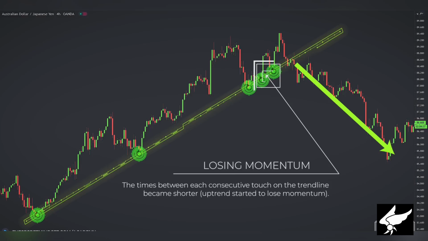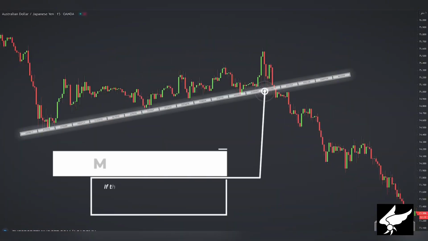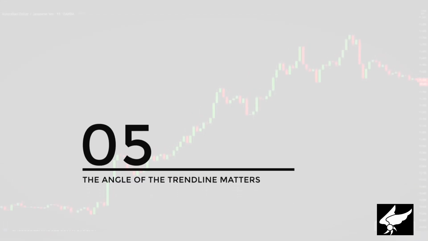Buyers weren't strong enough to defend the trend line as sellers kept pushing the price lower. So if the market repeatedly tests a trend line many times in a relatively short period, and the price cannot drift far from that trend line, then a breakout will likely happen. Most of the time, the market will break through the trend line and attempt to reverse the trend. Of course, this is not always accurate, but when I see this pattern, I'm inclined to trade a breakout rather than a continuation play. Number 5.